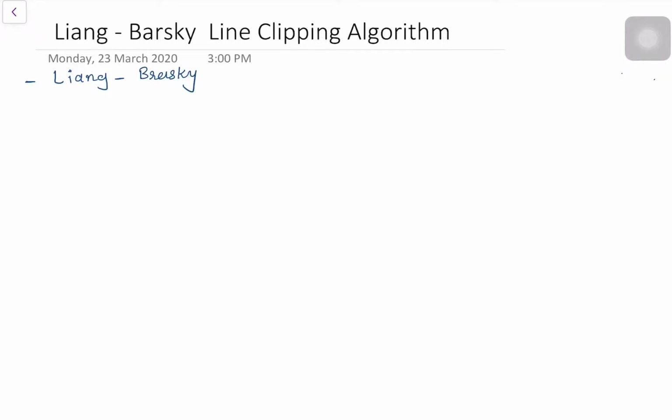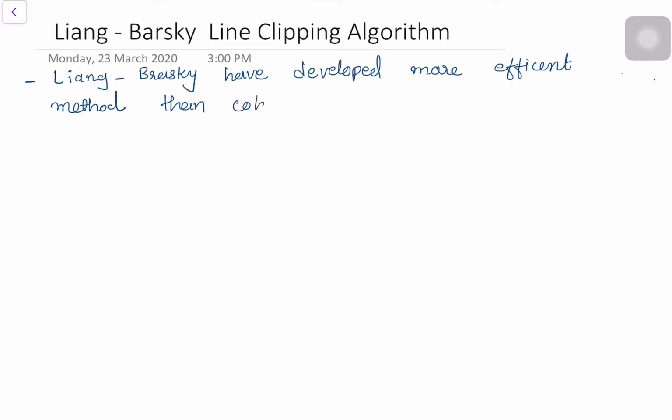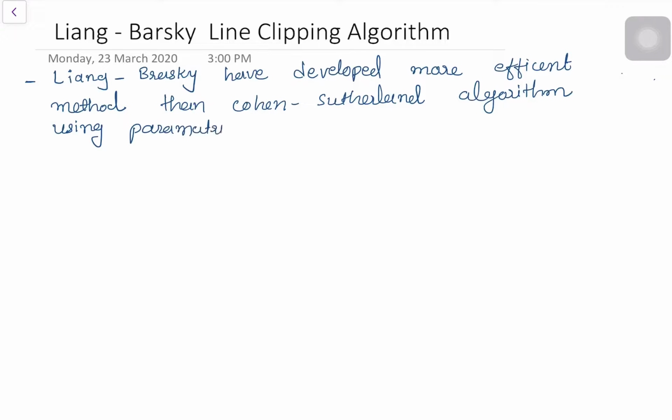Liang and Barsky have developed a more efficient method than the Cohen-Sutherland algorithm using a parametric equation. So what did Liang and Barsky develop? An efficient method than the Cohen-Sutherland algorithm using parametric equation.